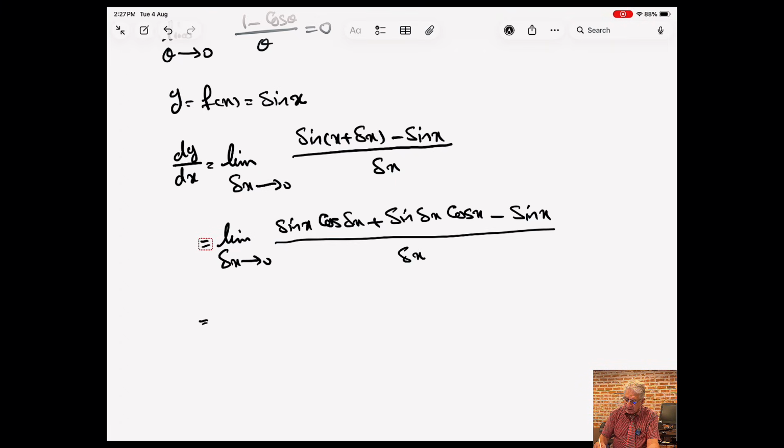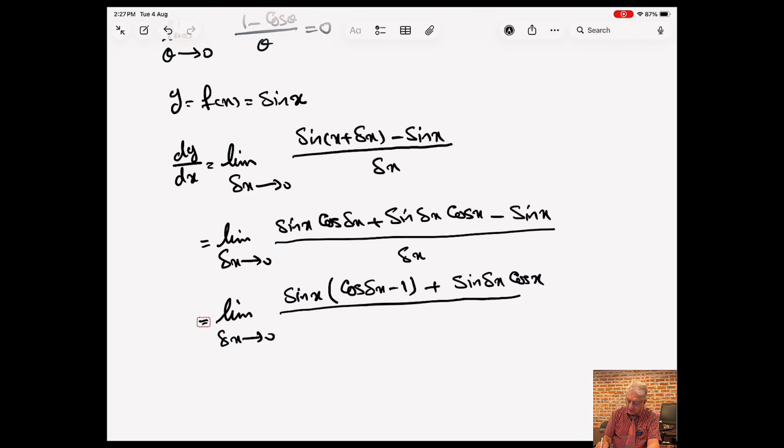From the first term and the last term, you can see that sine x is common. I can factorize sine x there. Then let's see what I'm going to get. Here the limit as delta x goes to 0: I will factorize sine x, and I am going to get cos delta x minus 1, plus sine delta x cos x, divided by delta x.